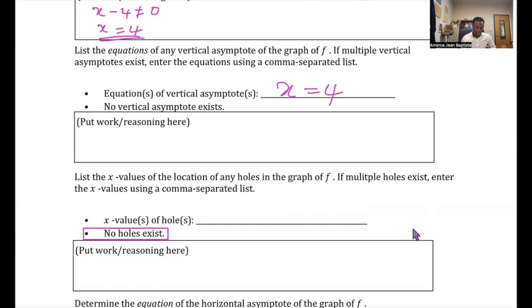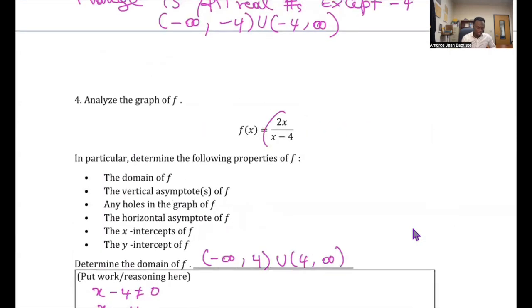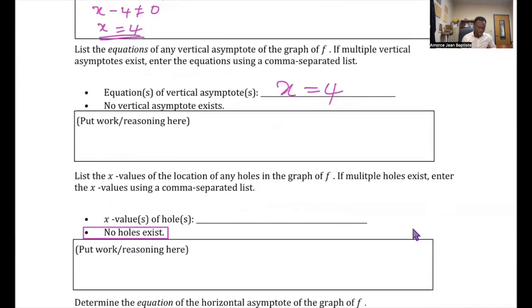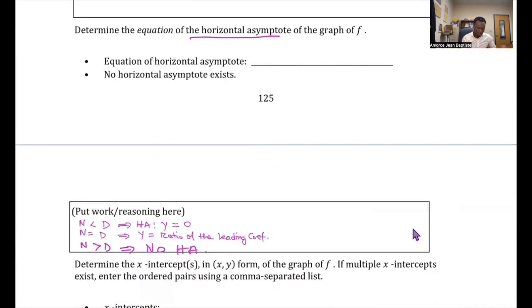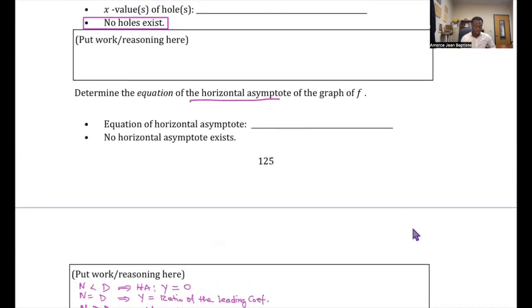In this case, the degrees are the same, so the second condition applies, because the degree is one here. So the equation of your horizontal asymptote will be y equals the ratio. The leading coefficient in the numerator is 2. Leading coefficient in the denominator is 1. So y equals 2 would be the equation of your horizontal asymptote.